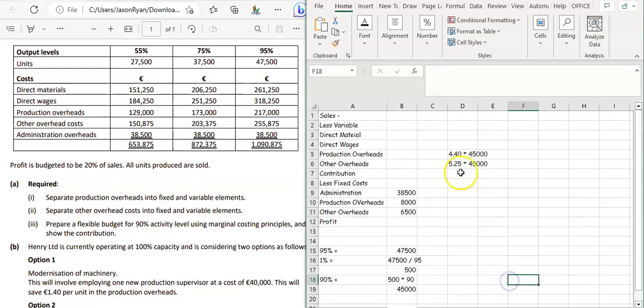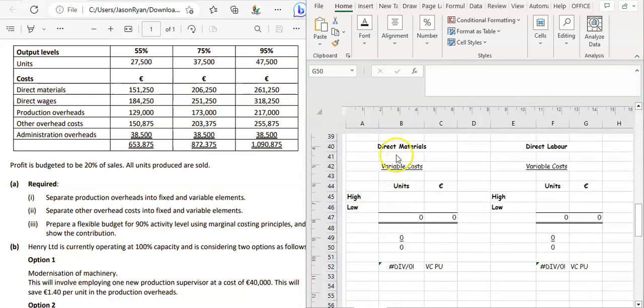So all we have to do is find the variable cost for our direct materials and our direct wages. And remember, we're going to use the high-low method like we did in part A to calculate those two figures. So we've got our direct materials and our direct labor. We're looking for a variable cost. We're going to use the high-low method and get the difference between the units and the money we need to pay for that. And then we're going to divide one into the other to find out the variable cost per unit.